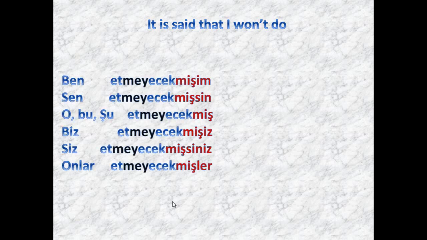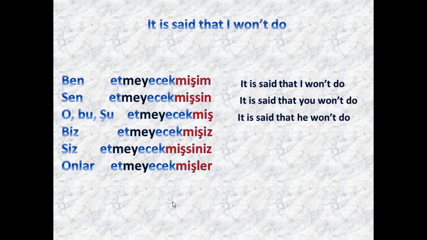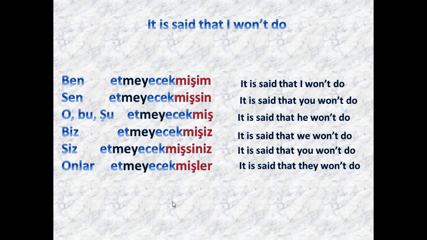Now we'll have the negative form of that. Etmeyecekmişim, etmeyecekmişsin, etmeyecekmiş, etmeyecekmişiz, etmeyecekmişsiniz, etmeyecekmişler. Okay, again. Etmeyecekmişim, etmeyecekmişsin, etmeyecekmiş, etmeyecekmişiz, etmeyecekmişsiniz, etmeyecekmişler. Oof! Yeah!